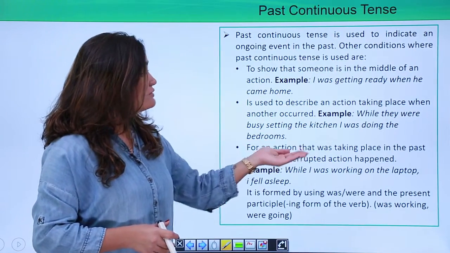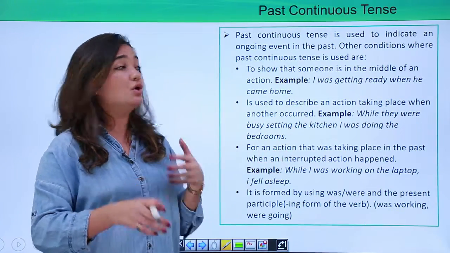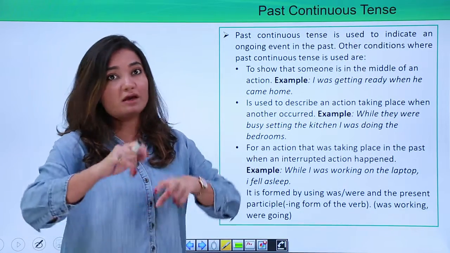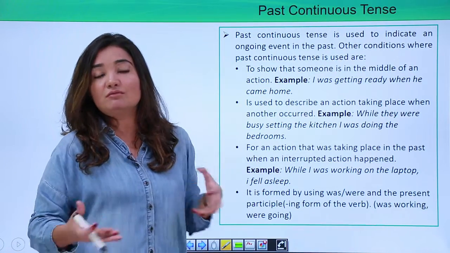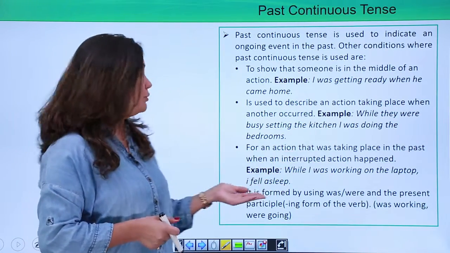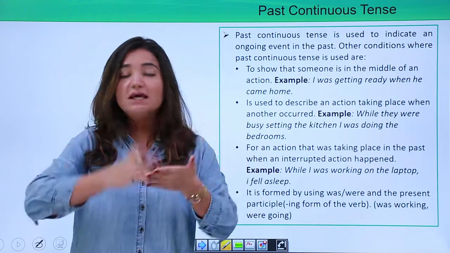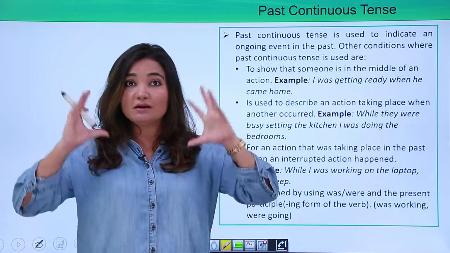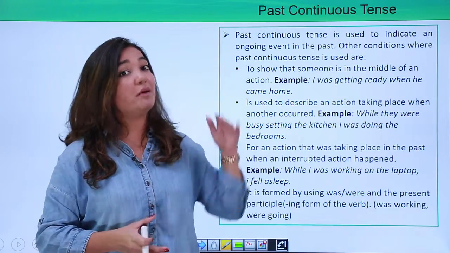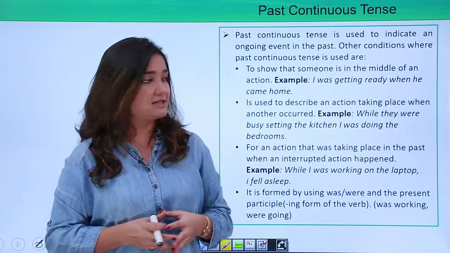It is used for an action that was taking place in the past when an interrupting action happened. You were doing something and suddenly it got interrupted by some other thing that came into the picture. For example, while I was working on the laptop, I fell asleep. So you were working, you were doing something and suddenly it got interrupted, right? Some other hindrance came into the picture. So that also is a condition wherein you can use the continuous form of past tense.